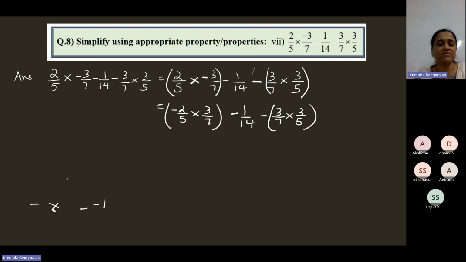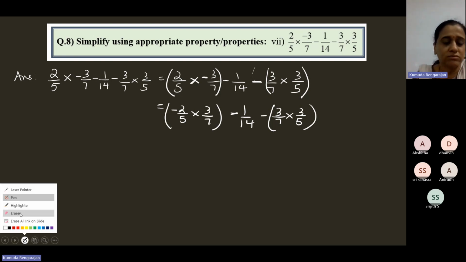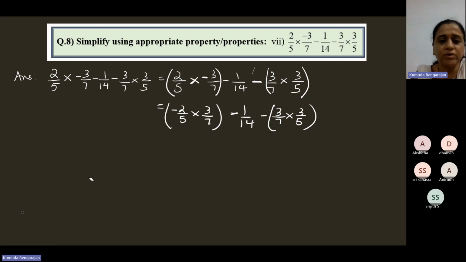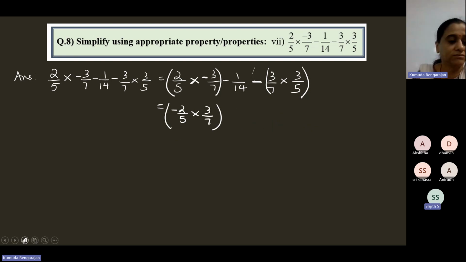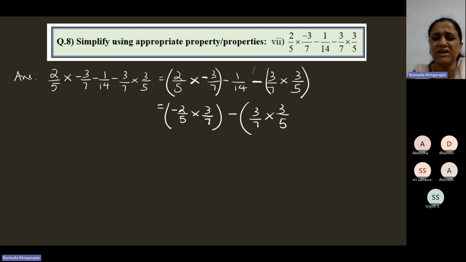So you want to take out 3/7 common, but it's minus 3/7 in one bracket and 3/7 in the other bracket. So you just put this minus sign for this number 2/5, which is inside the same bracket. So minus 2/5. So next step will be minus 2/5 into 3/7 and the rest as it is. Or what you can also do is you can put this bracket together here. Minus 3/7 into 3/5. It's rearranging the terms. Minus 1/40. It's rearranging.